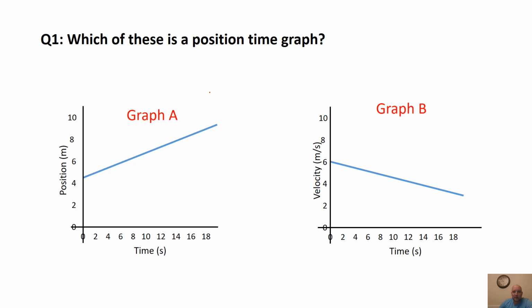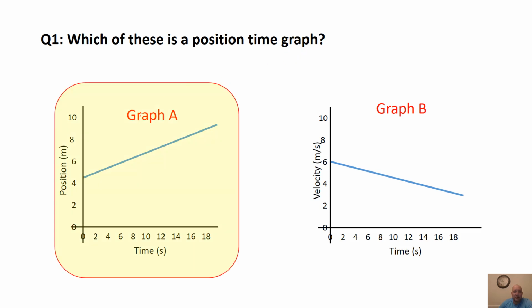So here's your first question. Go ahead and answer this question. Pause it. Which of these is a position time graph? A is going to be a position time graph once again because you look at the y-axis and you see meters, which is a position.